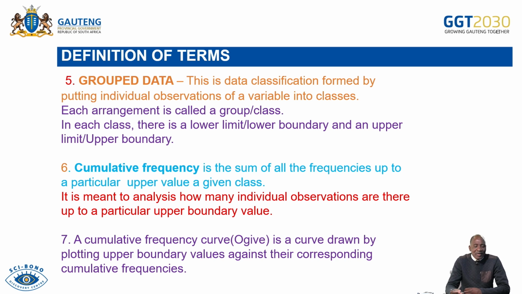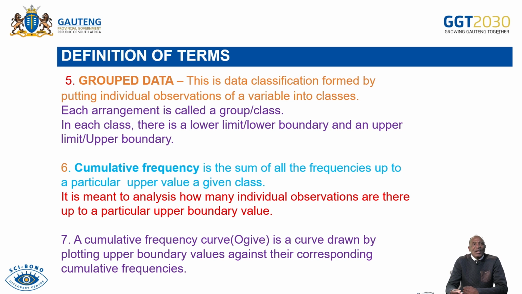There are reasons, however, why we group data in statistics. Each arrangement is called a group or a class upon dividing your observations into those particular classes. So the question could be, why then do we group data? We are saying in each class there is a lower limit, or lower boundary, and an upper limit or upper boundary. But the question is, why do we group data? We shall have a look at that as we continue.